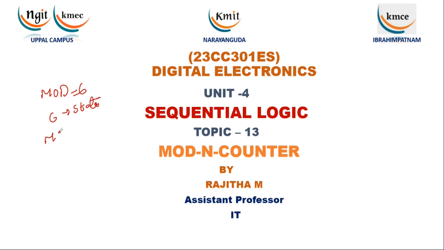Mod 10 means only 10 states are available on a counter, which are from 0 to 9. If it is mod 6, then 0 to 5. So 0 to 5 is a total of 6 unique states, and 0 to 9 is a total of 10 states. These are known as the modulus of a counter.